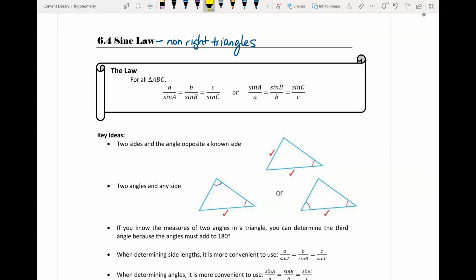So the following here is the sine law. Now it says "or," so you can use either one of them. I tend to use this one more, so all the examples you're going to see are in the form sine A over A is equal to sine B over B is equal to sine C over C.